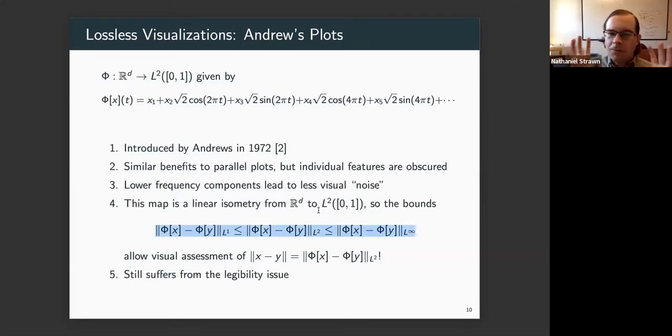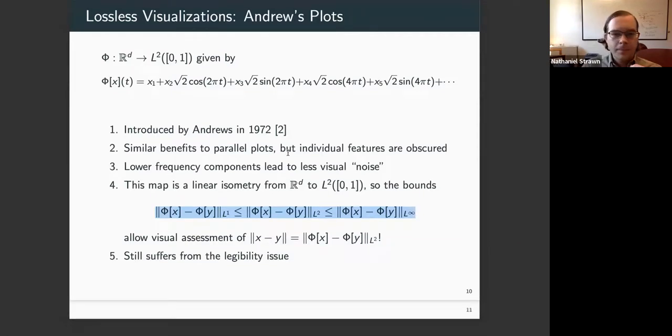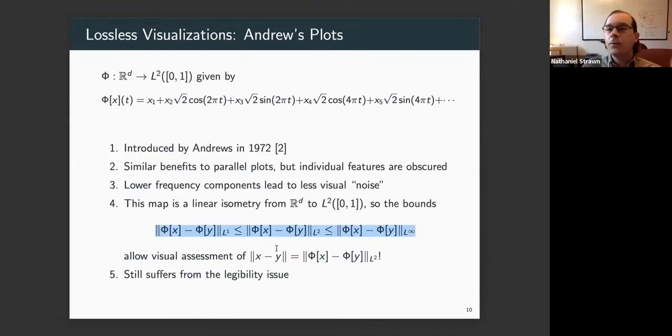And so you can say visually, oh, these things are close together in L infinity, therefore they have to be close in data space. Or these things are far apart in L1 visually, and therefore they have to be far apart in data space, right? That's very different from what we had with scatterplots. In particular, we didn't have that lower bound with scatterplots. And so now we can do a visual assessment of things. That's the nice thing about having this linear isometry.